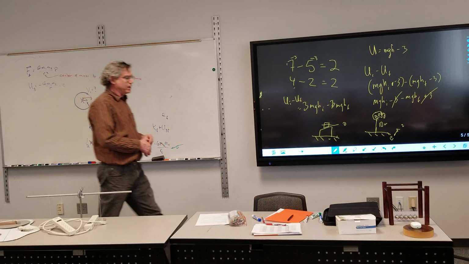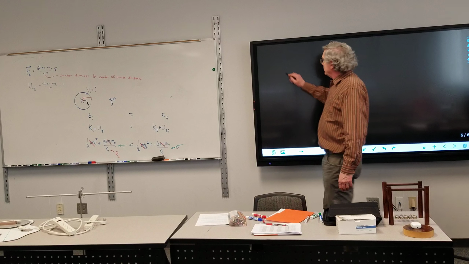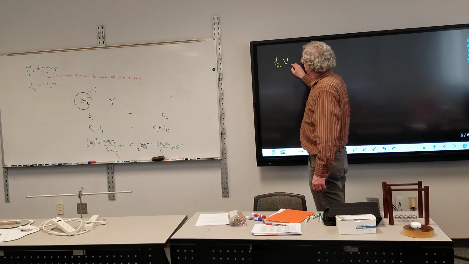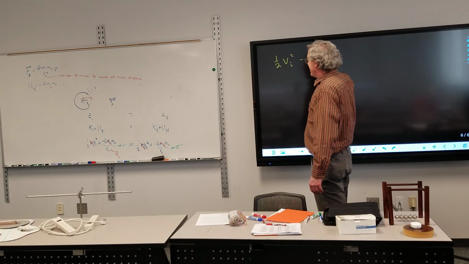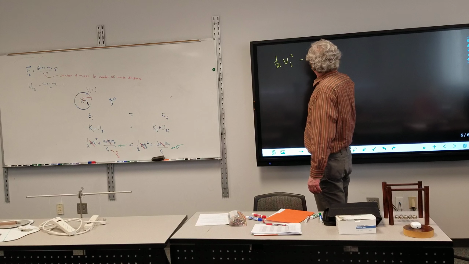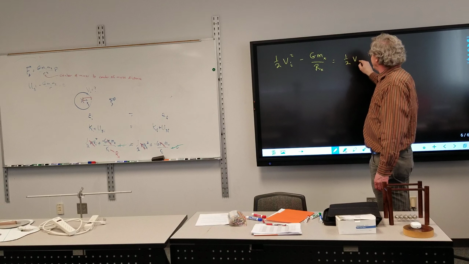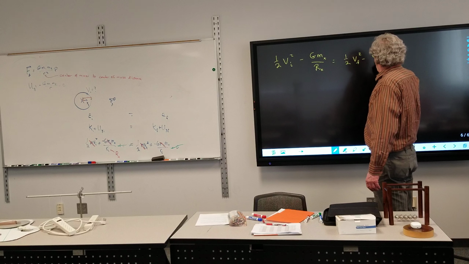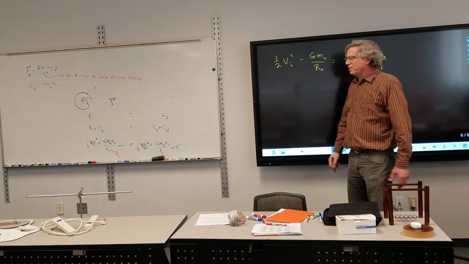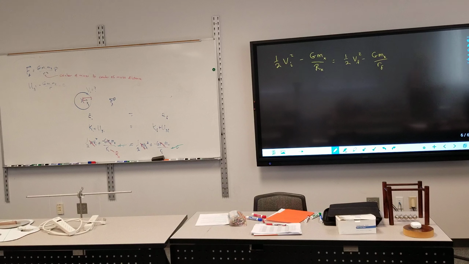So we've now taken that equation and changed it slightly. I have 1/2 times my initial speed squared, again, that's what we're trying to find, minus big G, mass of planet X over R_X, equals 1/2 V final squared minus big G, mass of X over R final. So we take care of the left-hand side, the right-hand side we need to do something with.